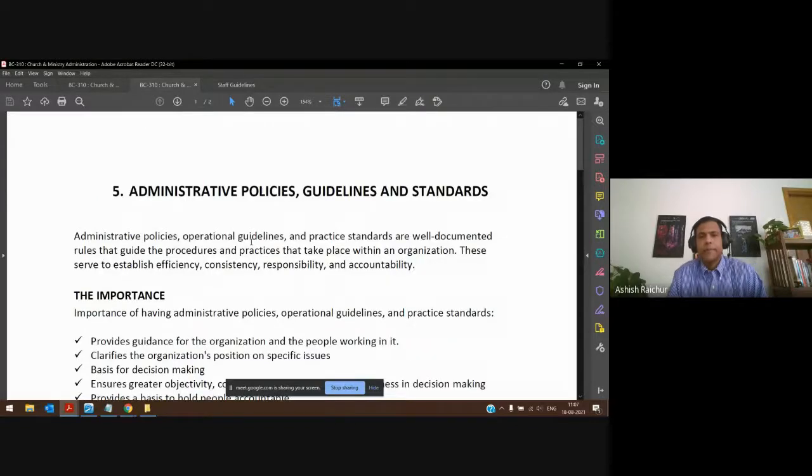So today I want to step into talking about administrative policies, guidelines, and standards. Just bring in some thoughts on that. Before we go into that, any questions from last week? Any questions on organizational structure, organizational design? Any thoughts any one of you have had? If you want to ask, you can do it before we jump forward.